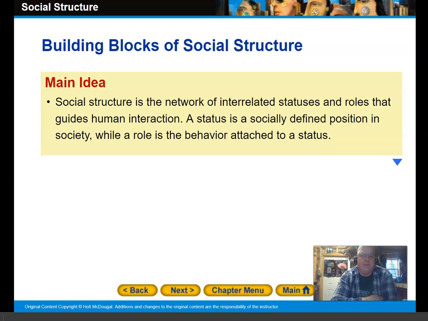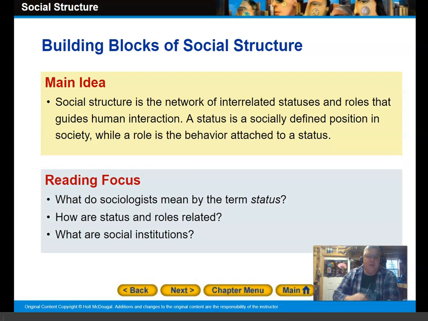So the main idea for this section is that social structure is the network of interrelated statuses and roles that guides human interaction. A status is a socially defined position in society, while a role is a behavior attached to a status. So your focus, and what you should take notes on and be able to answer at the conclusion of this section, is: What do sociologists mean by the term status? How are statuses and roles related? And what are social institutions?